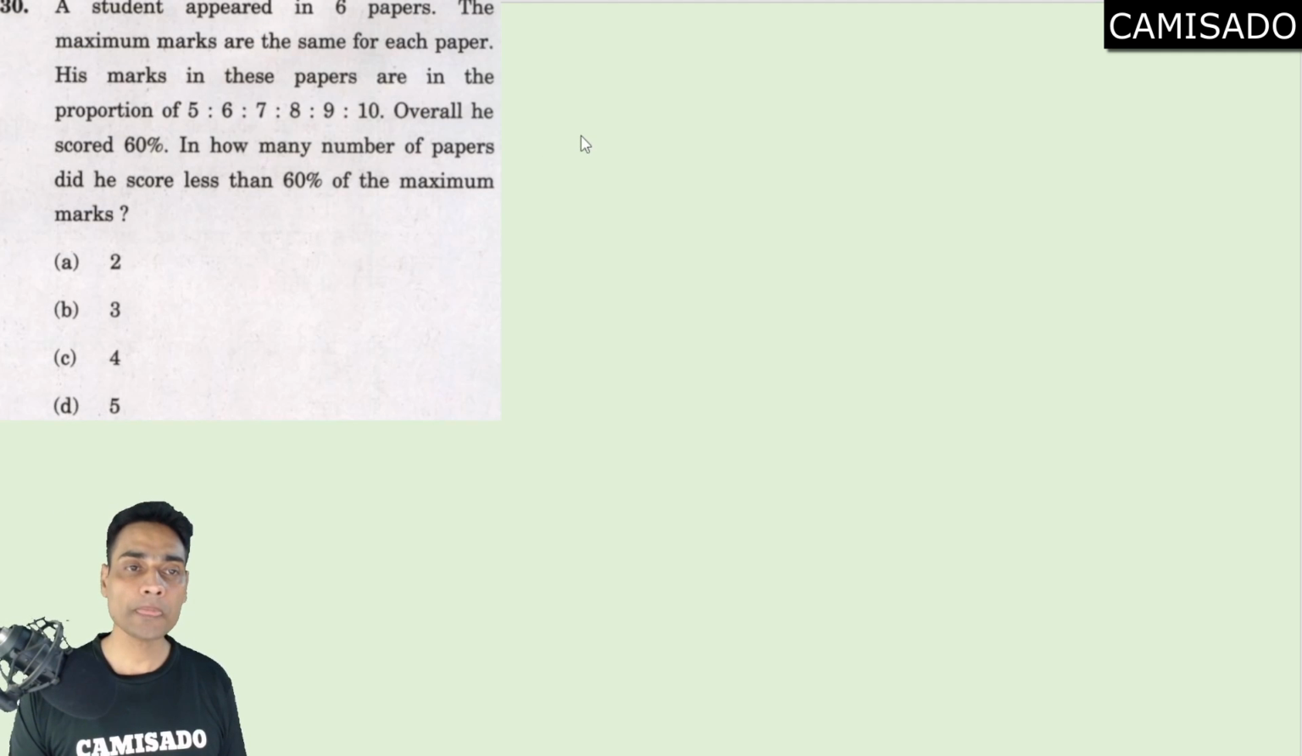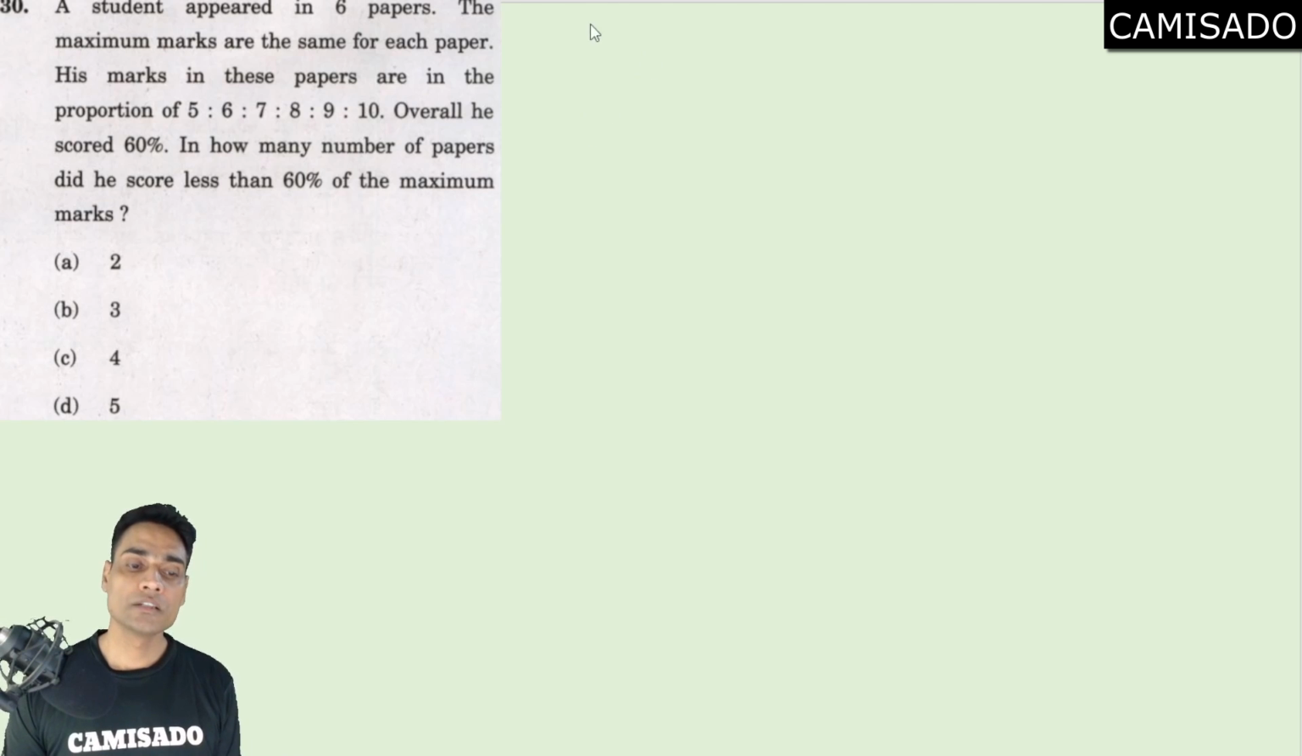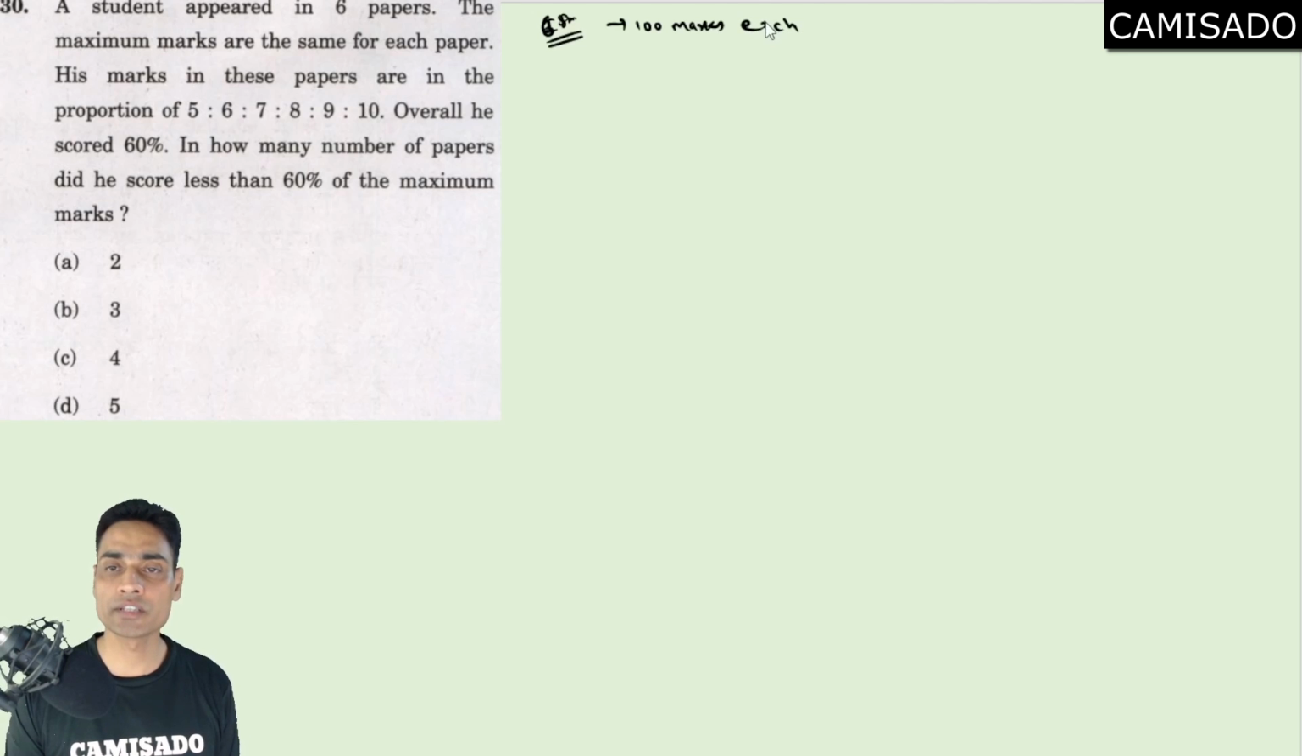Simple question. Again, now this question we can do in two ways basically, with the help of X and without X. I can explain both ways here. So let's see. The first method I am taking here is the method of X. Suppose each paper, first paper, is of 100 marks. First paper means all the papers will be of 100 marks each. Fine, all the papers, first, second, third, fourth, fifth, sixth, all 6 papers will be of 100 marks each. Let's take this.